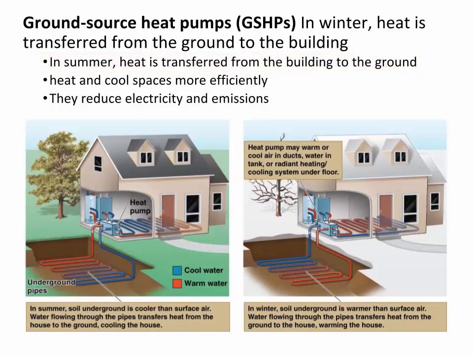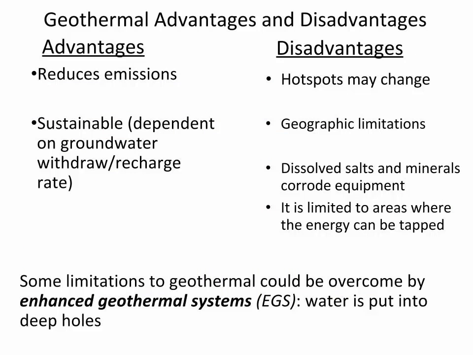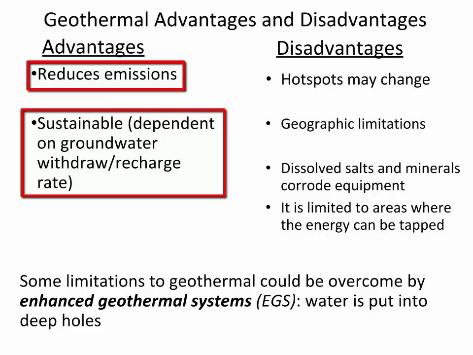Compared to conventional electric heating and cooling, GSHPs are 50 to 70% more efficient at heating spaces, and they are 25 to 40% more efficient at cooling spaces. GSHPs can cut electricity use by 25 to 60% and can reduce emissions by up to 70%. The advantages of geothermal energy are that it reduces emissions and that it can be sustainable if the groundwater is not withdrawn faster than it can be recharged.